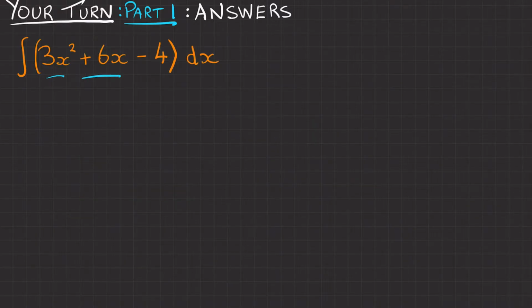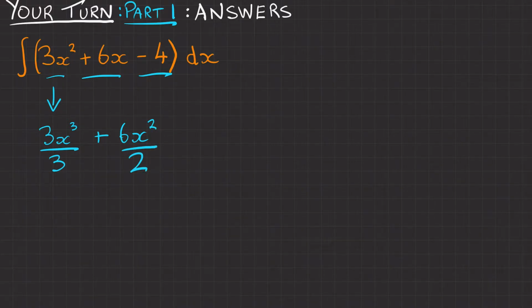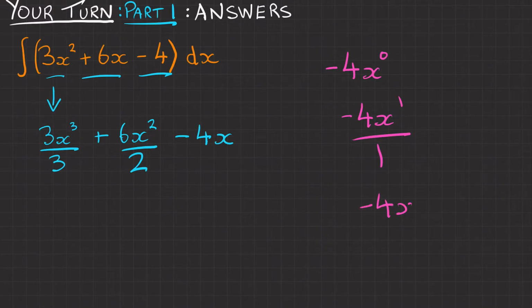This one, we've got 3 terms. 3x squared, if we integrate that part, we'll have 3x, add 1 to the power, cubed, all over 3, plus 6x, add 1 to the power, so we'll have 6x squared, all over the new power, which is 2, and then minus 4x. The reason why it becomes minus 4x is because if you think of minus 4 as minus 4x to the 0, if we're adding 1 to the power, it will become minus 4x to the 1 over 1, which will just become minus 4x to the 1. Don't forget to add the plus c at the end.